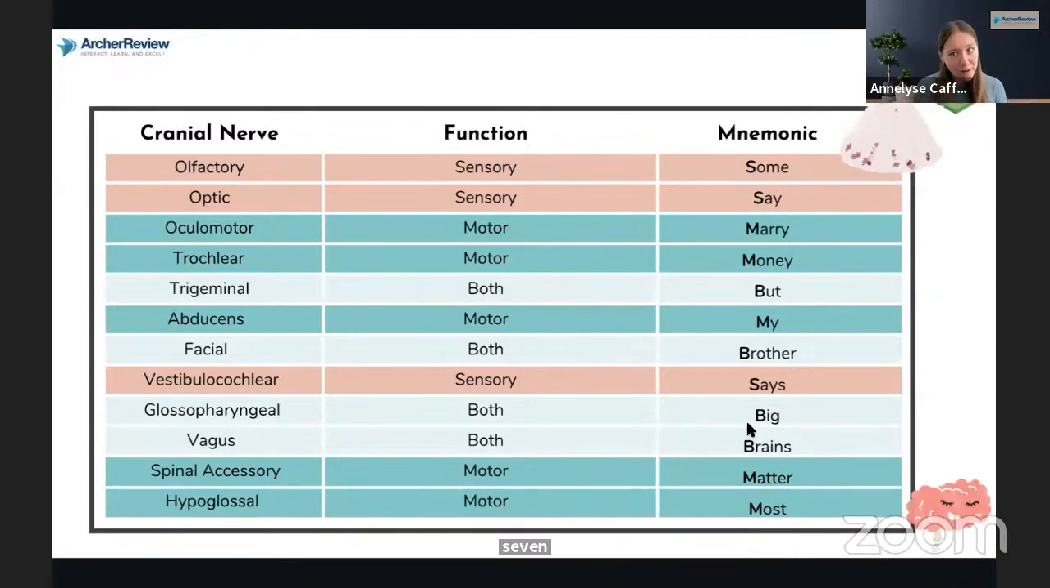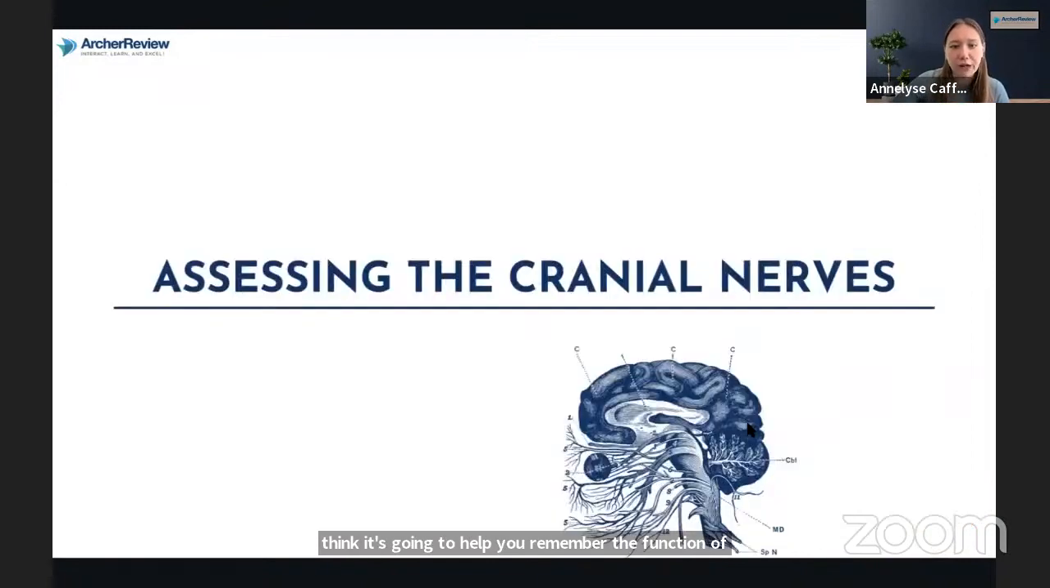So some say marry money, but my brother says big brains matter most. I've also heard matter more. So either one of those, I think this is a really good way to help memorize the function of the cranial nerves. So that's one I might put in your back pocket. Take a picture of this one and memorize that if you think it's going to help you remember the function of the cranial nerves. And we'll talk more about function as we go throughout each of the 12 cranial nerves.